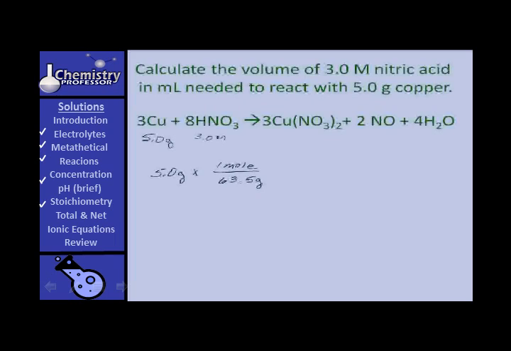Now I'm at moles of copper. I want to go to moles of nitric acid. And what is that stoichiometric ratio? It is 8 to 3. You remember that. It's so easy now, isn't it? Times liters per 3 moles. Remember, it's 3 moles per liter on that nitric acid solution, but we need it in milliliters.